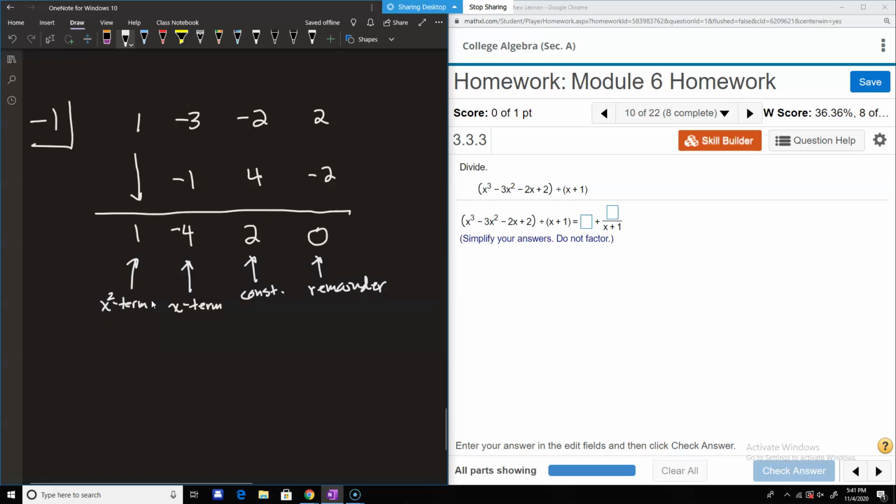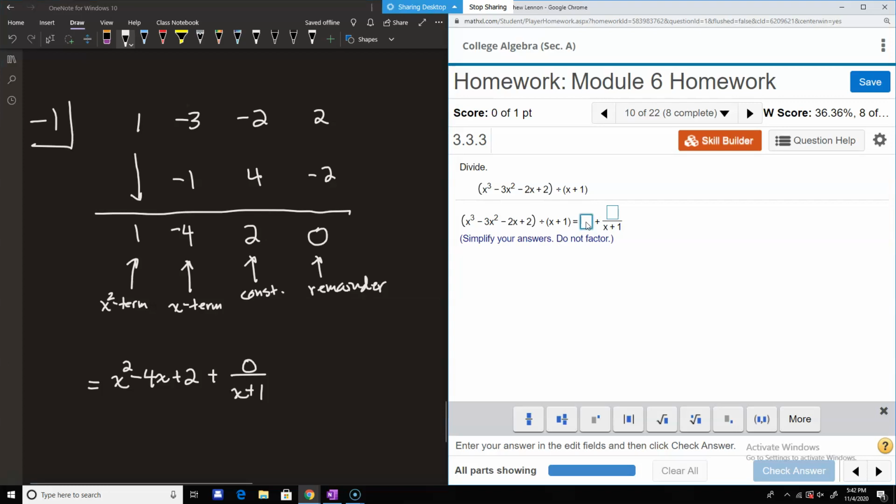And it can be longer than this, and you would just keep adding terms, right? So if I had one more, it would be the x to the third term, then the x to the fourth term, and so on. So the result of my division here is x squared minus 4x plus 2 plus my remainder over the thing I'm dividing by, which is x plus 1. That's how I get the result up here.